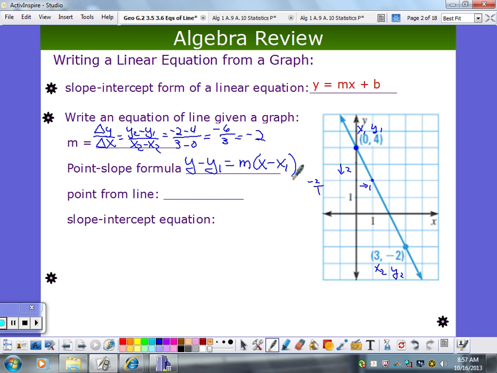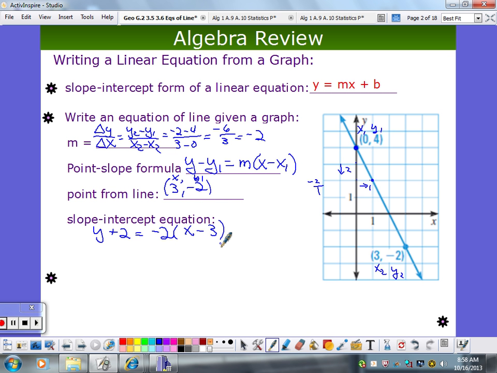So we pick a point from the line. Which one should we pick? Now, for the sake of argument, I'm picking 3, negative 2. Right? I can pick any point I want on the line. I'm going to pick 3, negative 2. And then I do y minus y1. Well, here's x1, y1 in this situation. So y minus negative 2. Well, a minus minus is a plus, right? My slope is negative 2, x minus x1.